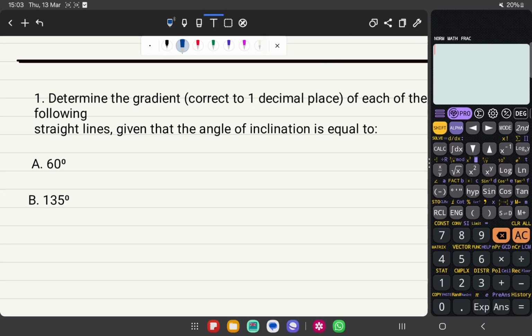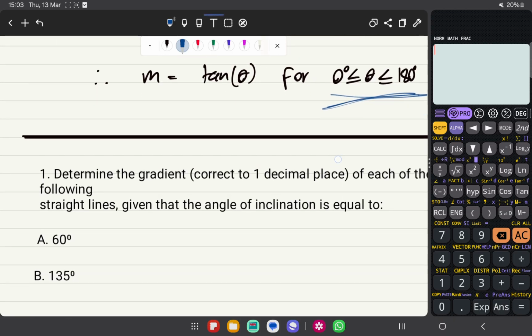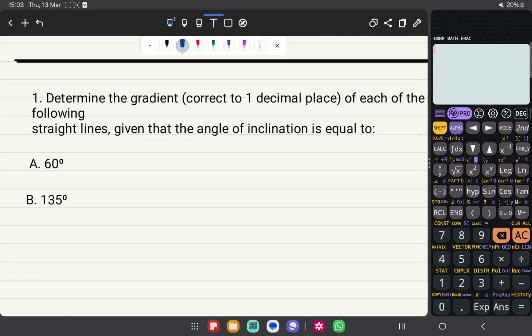We cannot stretch it further. To have an idea of what we're talking about, let's do some examples. Here they say determine the gradient of each of the following straight lines, and we are correcting to one decimal place. Given the angle of inclination.